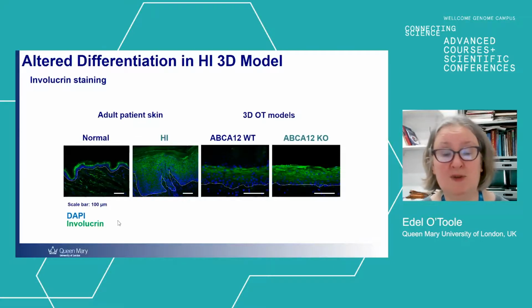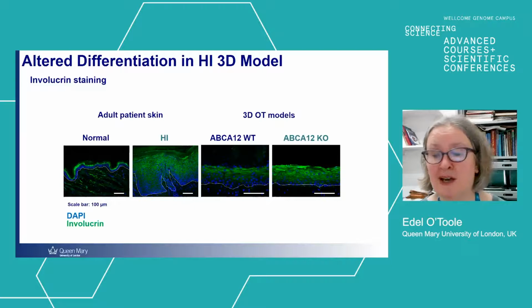In Harlequin ichthyosis skin, you see early onset of the marker involucrin, which is normally expressed in the stratum granulosum of the epidermis. And in the knockout model, we also showed increased expression of involucrin and early expression compared with control.